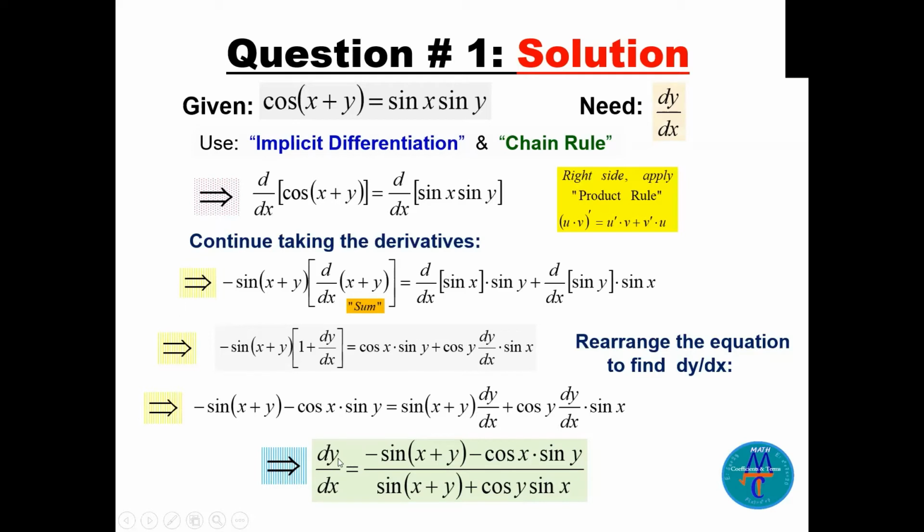So what do we need here? dy over dx will be minus sine of x plus y minus cosine of x times sine of y, divided by this sine of x plus y plus cosine of y sine of x. Please try it again in your leisure time.